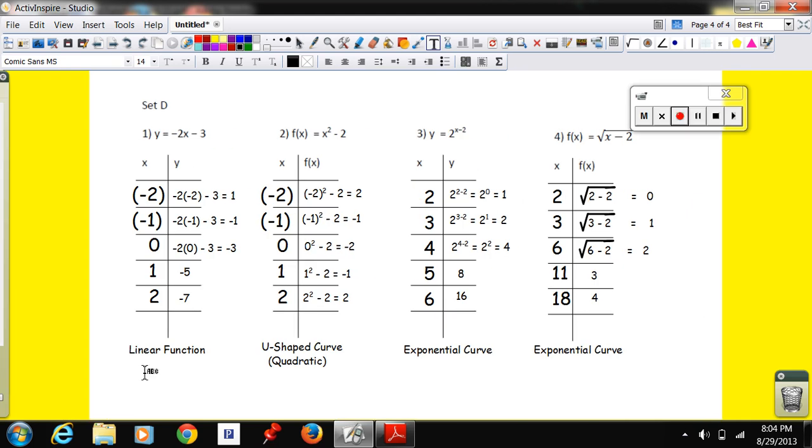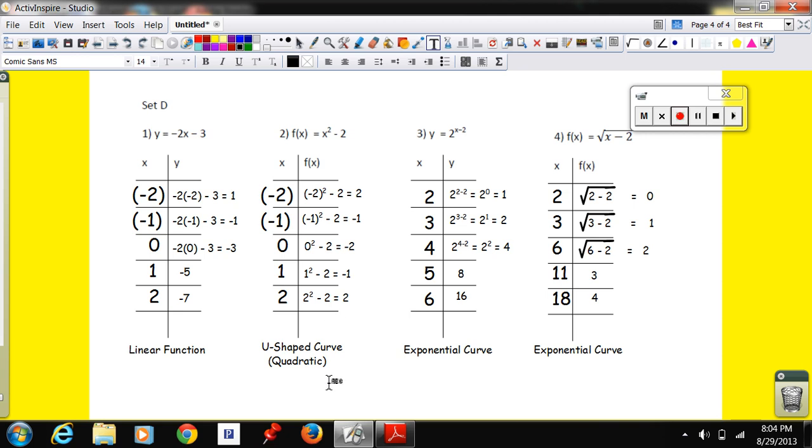Set D, again, you're always having a linear function for 1, a U-shaped curve for 2, and exponential functions for 3 and 4. So you can see what numbers to plug in. Again, I would use these 5 easy numbers. Plug them in. As you're going up by 1 here, you're going down by 2 on this side. That's a negative 2 right here. It's a linear function.